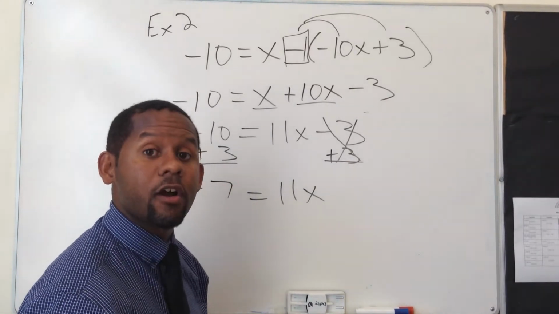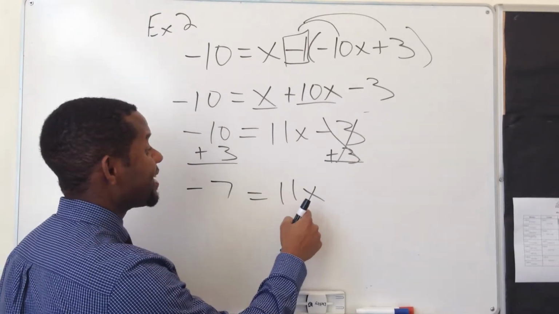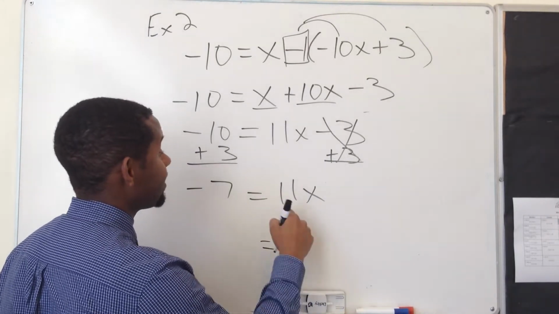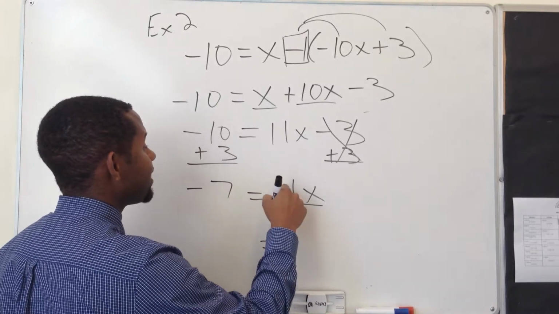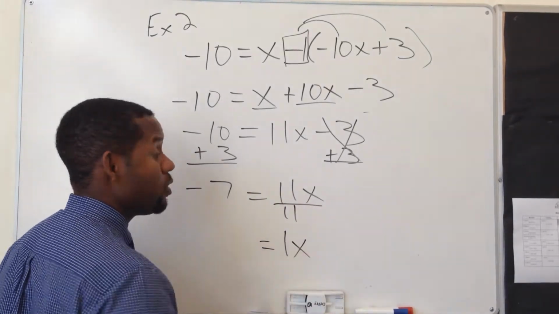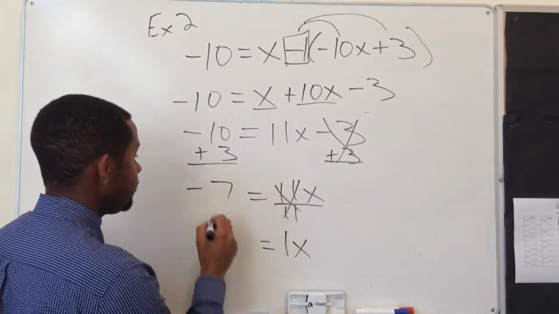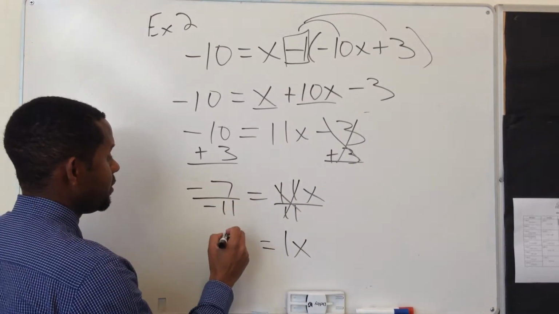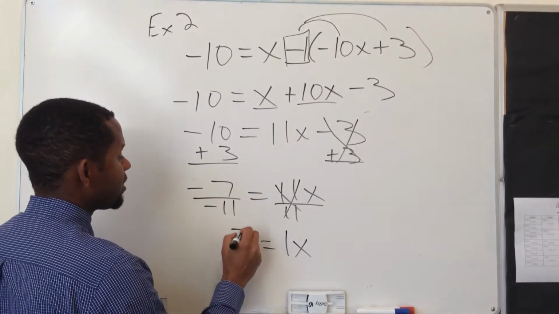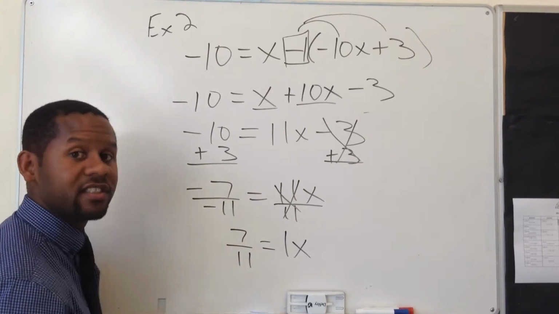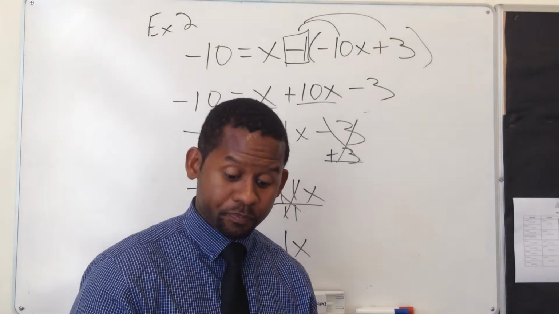Finally, isolate our variables. I want x by itself, and I just want to know what 1x is. So I'm going to divide it by 11, because 11 divided by 11 gives me 1x. So I divide by 11 here. Negative over negative is positive. X equals 7 over 11.